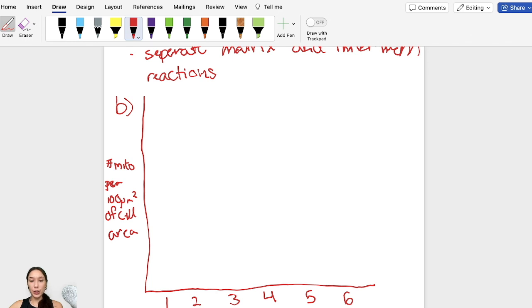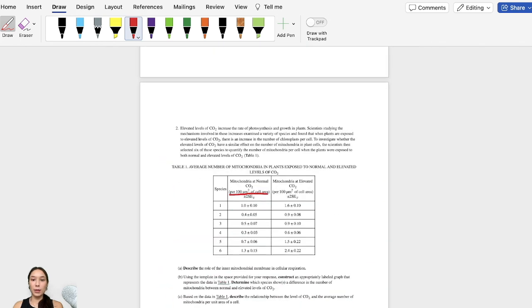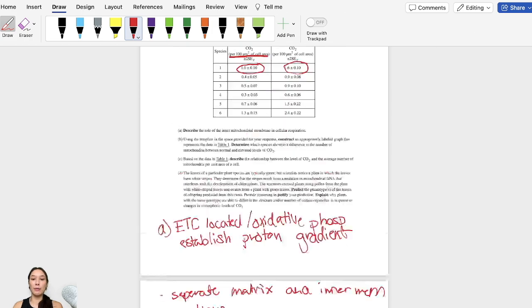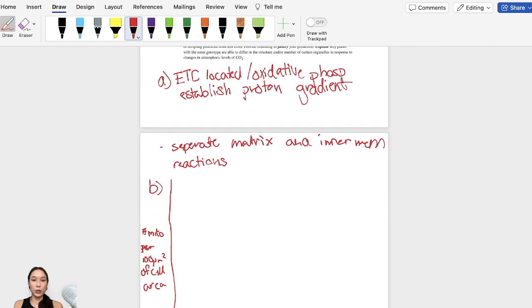So what I'm actually going to do in this case is a double bar plot, okay? Where for each species, I'm going to put down the number of mitochondria in normal CO2 and then for elevated CO2. Okay, so I'm going to show you what that first one looks like, and then I'm also going to draw our axis. Ooh, I have to do the scale.